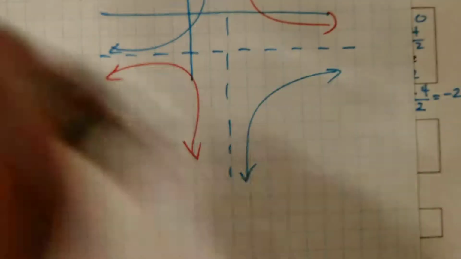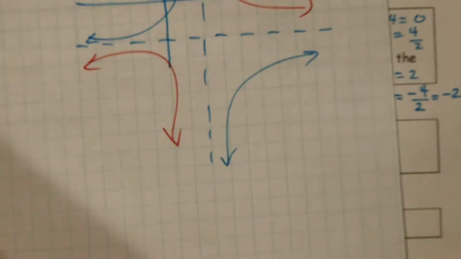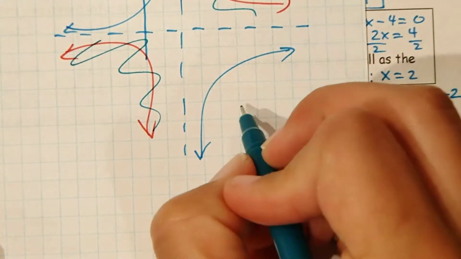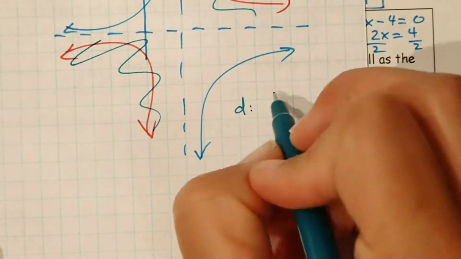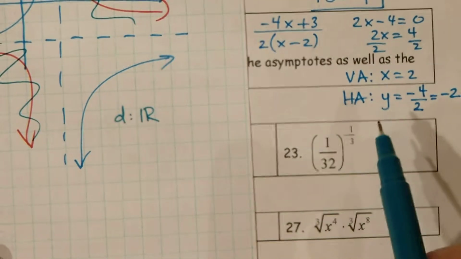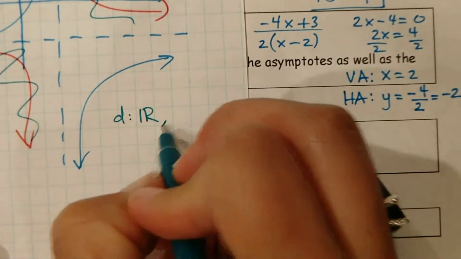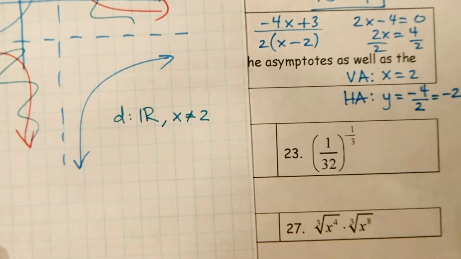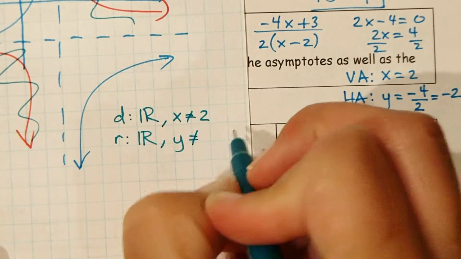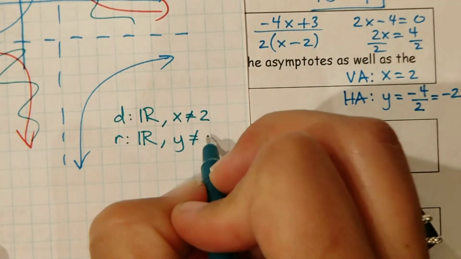All right, so our domain and range. The domain, so we're not looking at this one anymore. This was just our example. The domain is going to be all real numbers except where the vertical asymptote is located, which is at x equals 2. So x cannot equal positive 2. And then our range is going to be all real numbers, but y cannot equal the horizontal asymptote, which is negative 2.